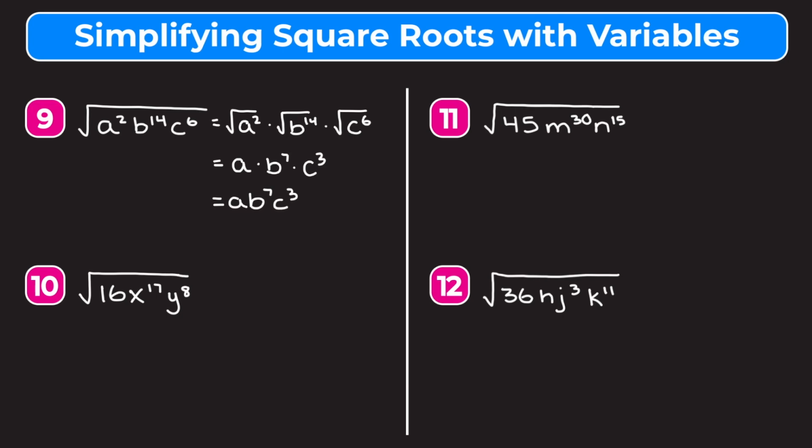If we take a look at example 10, we have the square root of 16x to the 17th, y to the 8th. So again, I'll start by splitting this up into 3 separate square roots.